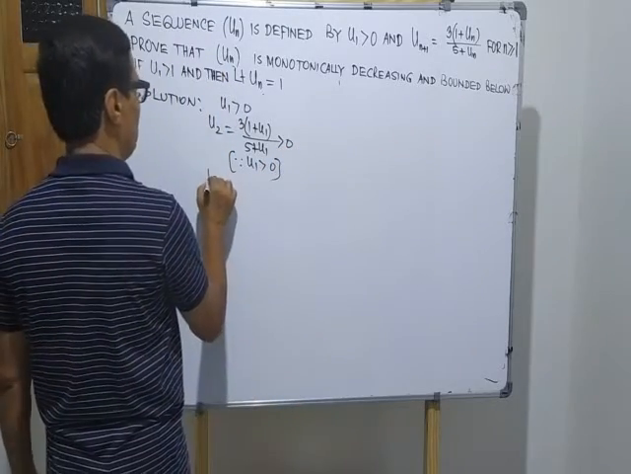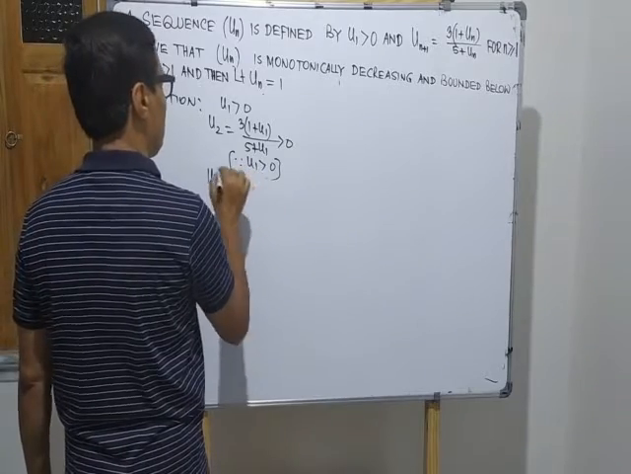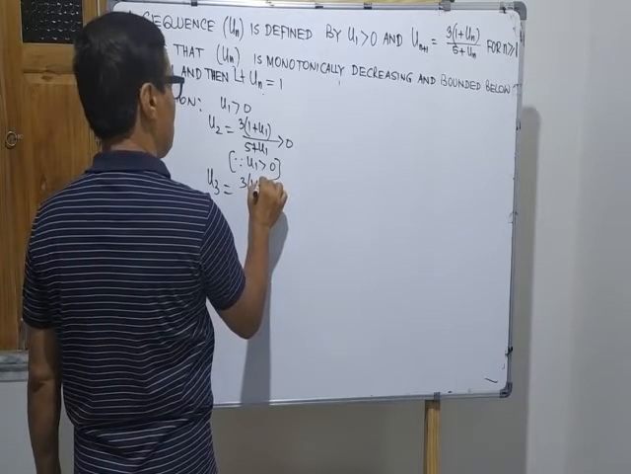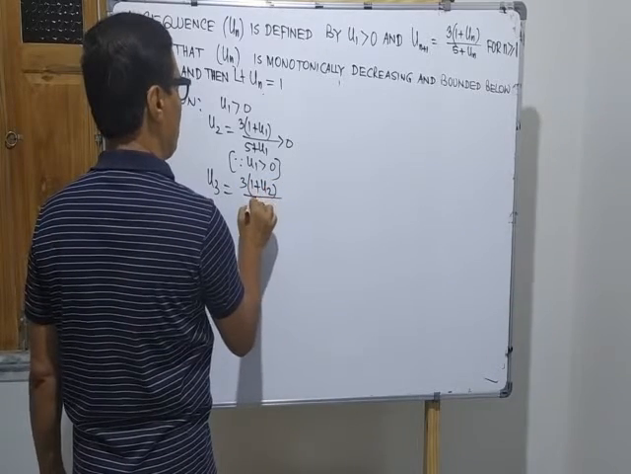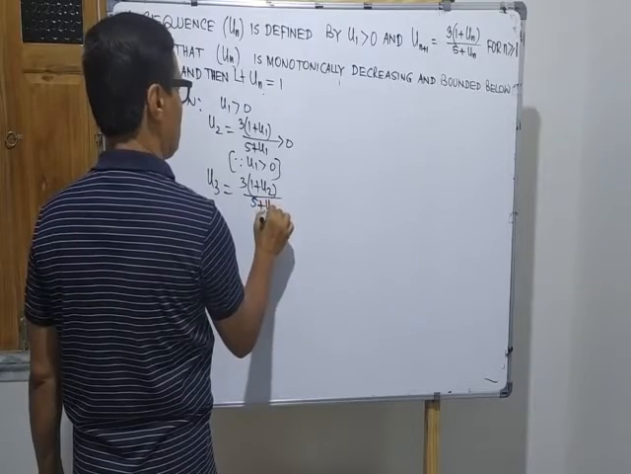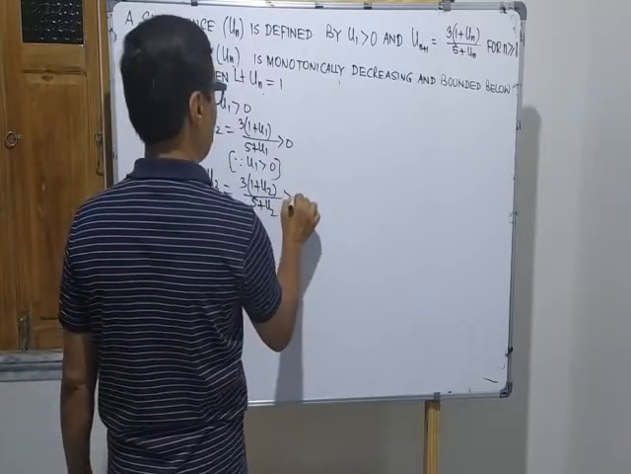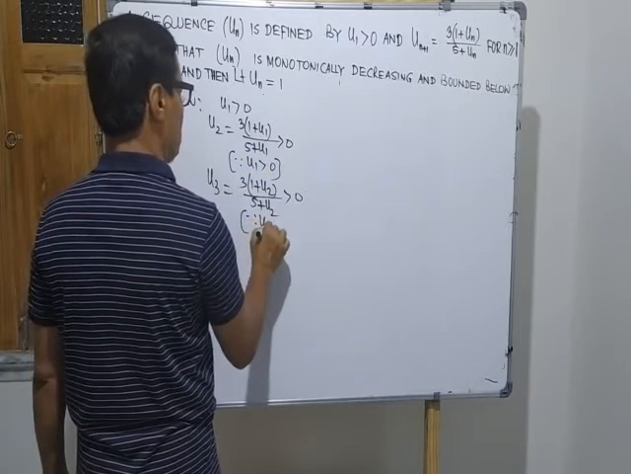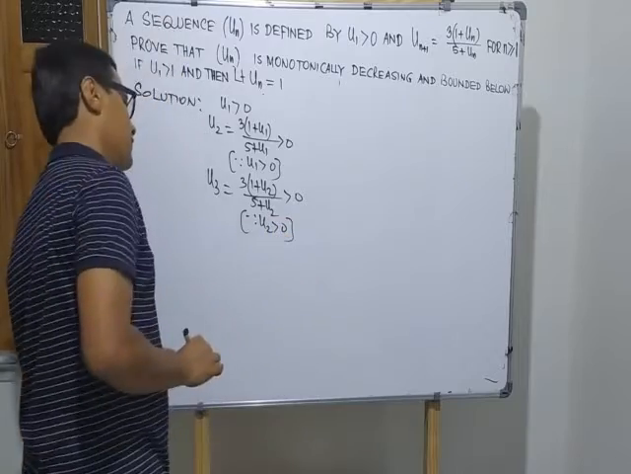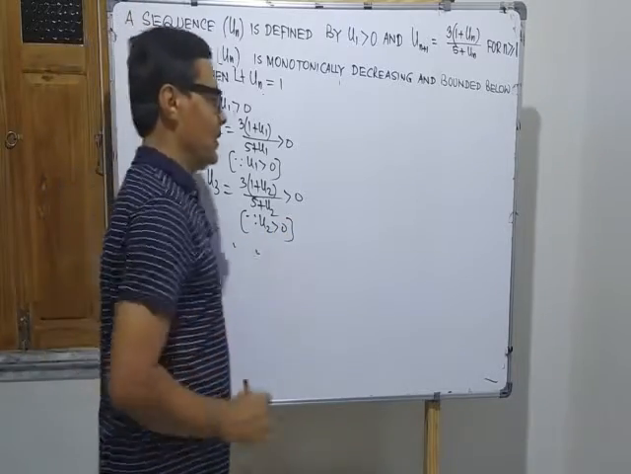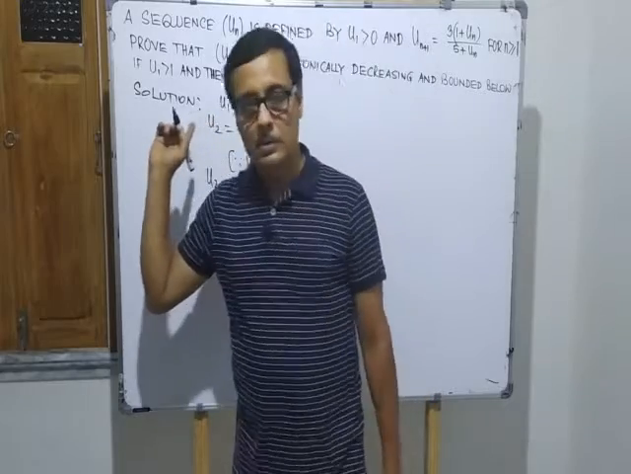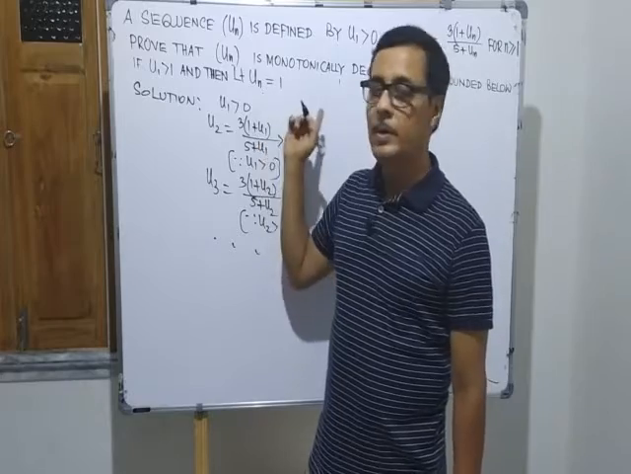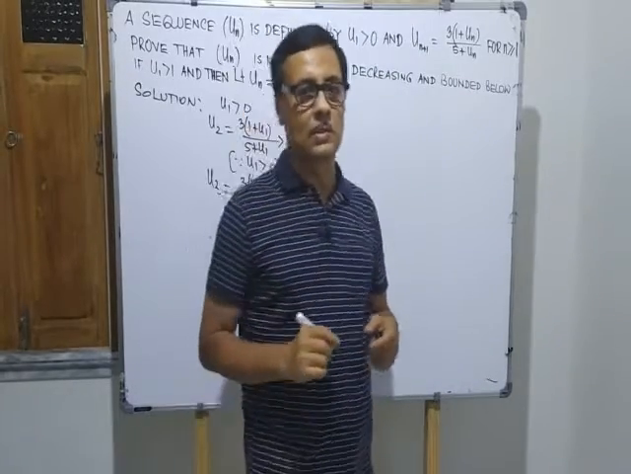And also u3 we can write from this relation, which is 3 times (1 plus u2) divided by (5 plus u2), which is also greater than 0, as we have proved u2 greater than 0, and so on. We can easily verify that all terms of the sequence un are greater than 0, that is un greater than 0 for all n belonging to the set of natural numbers.